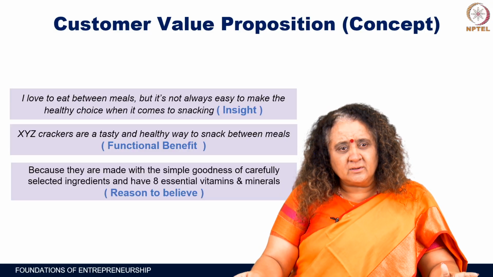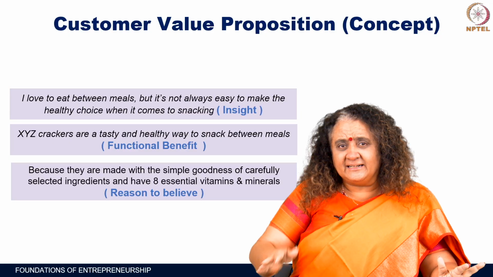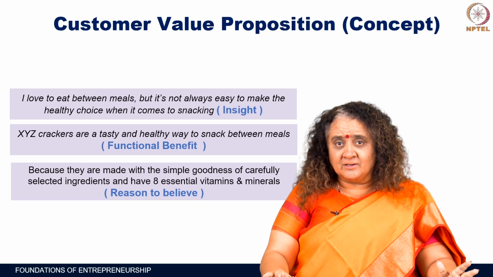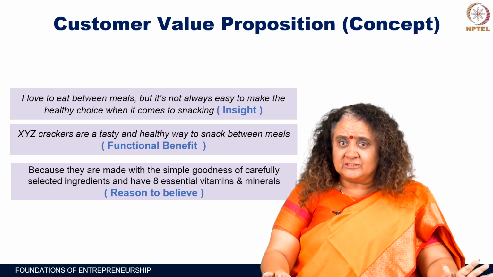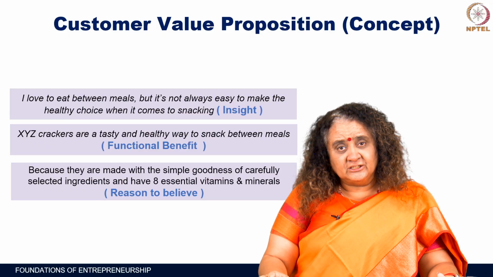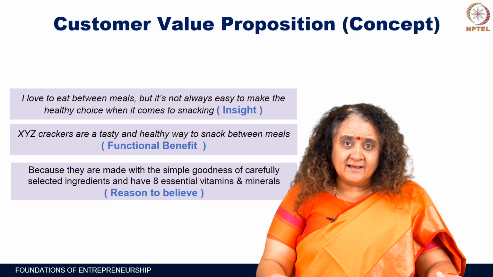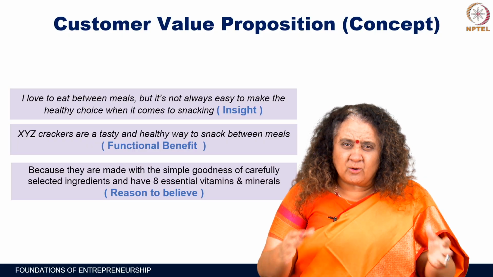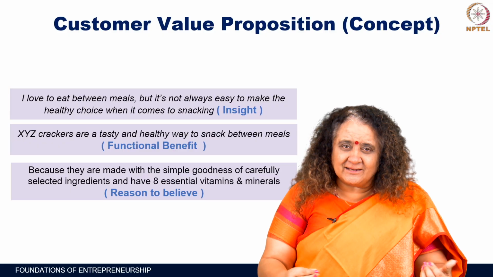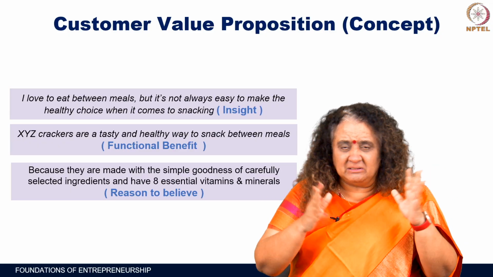So, what did we do? We said they are made with the simple goodness of carefully selected ingredients. Wheat comes from these kind of fields in this part of the country. We add barely any sugar to this product, and we have 8 essential vitamins and minerals. So, the customers that we were talking to figured that our product is healthy because of the quality of the ingredients that are being chosen and the additives that we are putting in, which is 8 vitamins and minerals, which could be vitamin A, B12, calcium, whatever they might be.